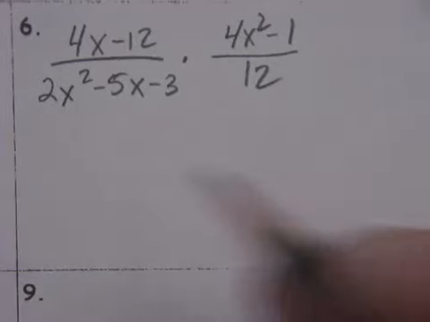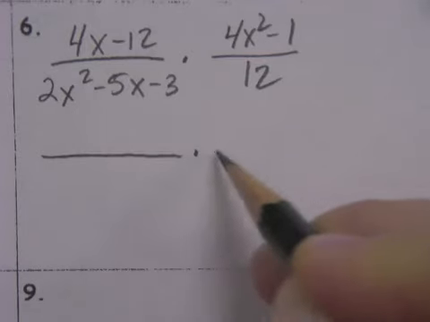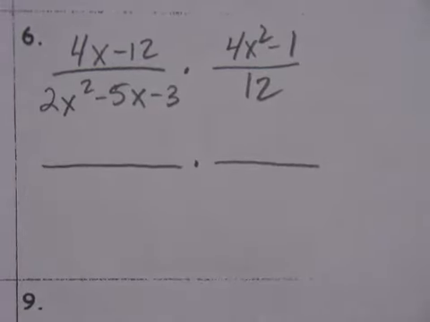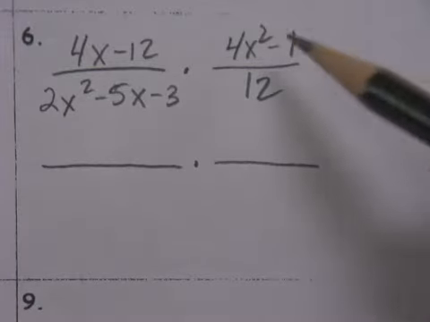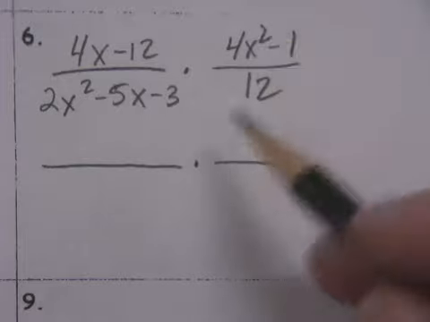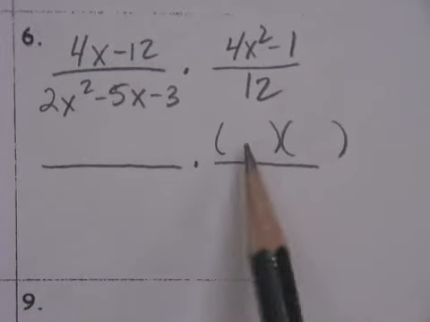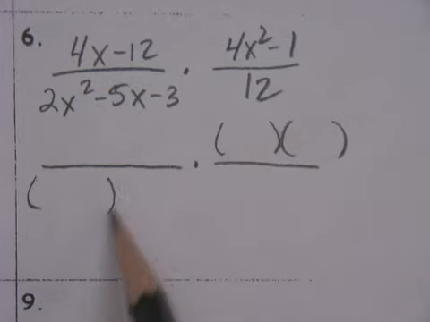Okay, here we go. So I'm going to go ahead and draw in my two fraction lines. Now here's just a tip to help you out as we go along. If you see a square, that's a tip off that you're going to have two parentheses. So I'll have two parentheses in the numerator here and two parentheses in the denominator on that one.